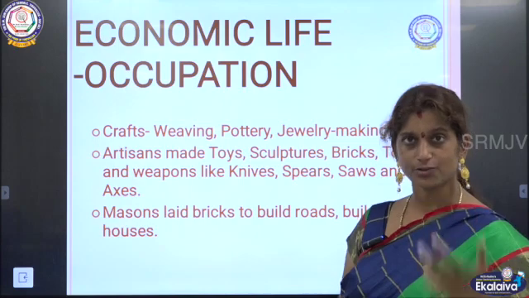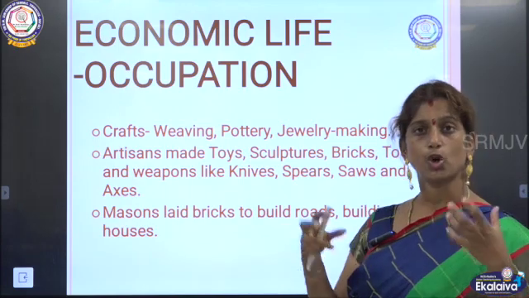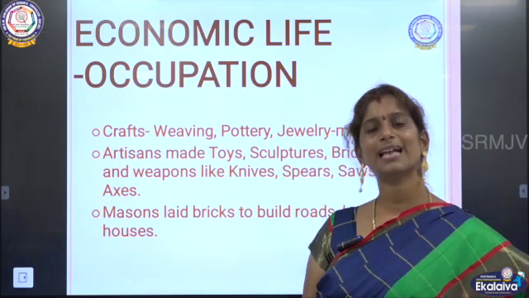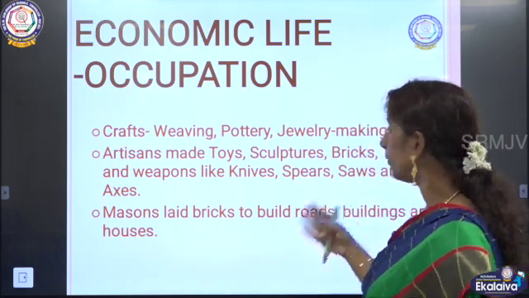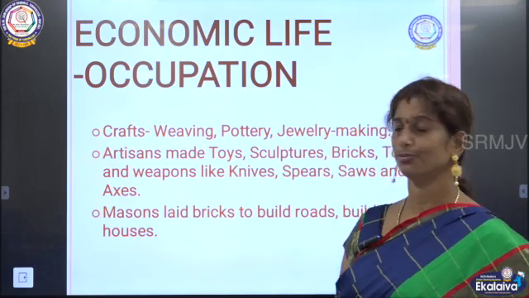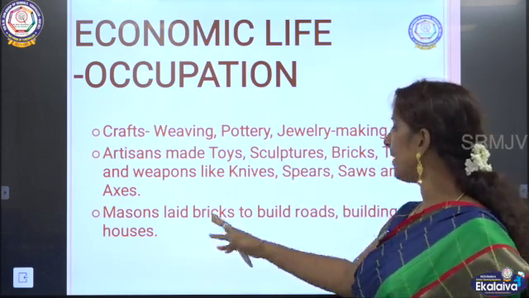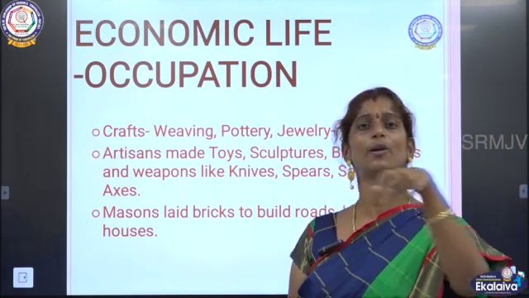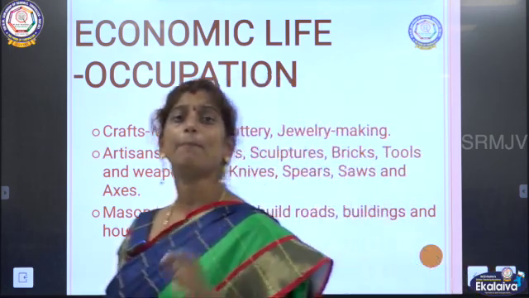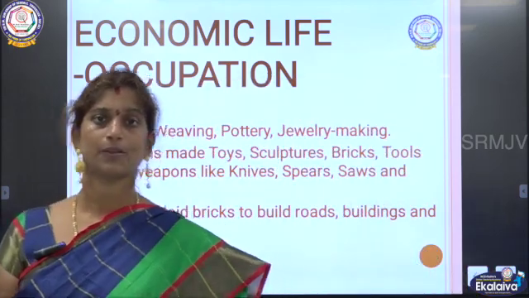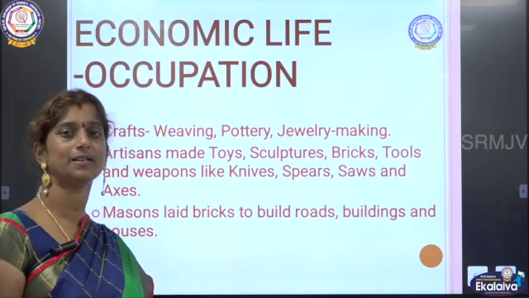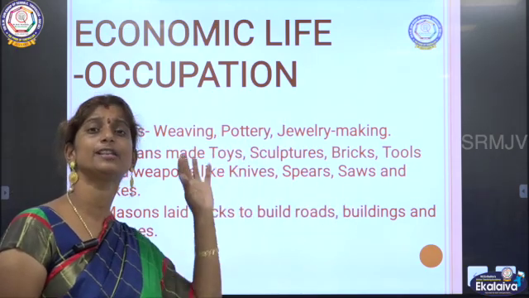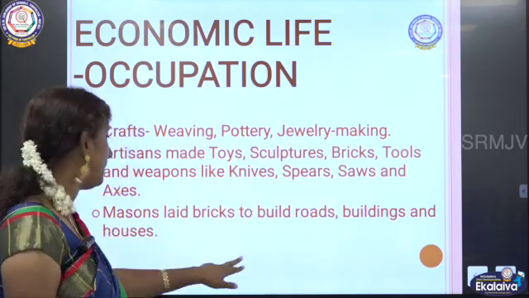So, jewelry was made, then toys, sculptures, pottery, bricks, and tools were all made out of clay as well as terracotta, and weapons were made with metals, right. And then masons laid bricks to build roads, buildings and houses. So, masons were there. A new profession started here: people who made bricks. That became a separate profession. Like this, various professions or occupations were there for people.